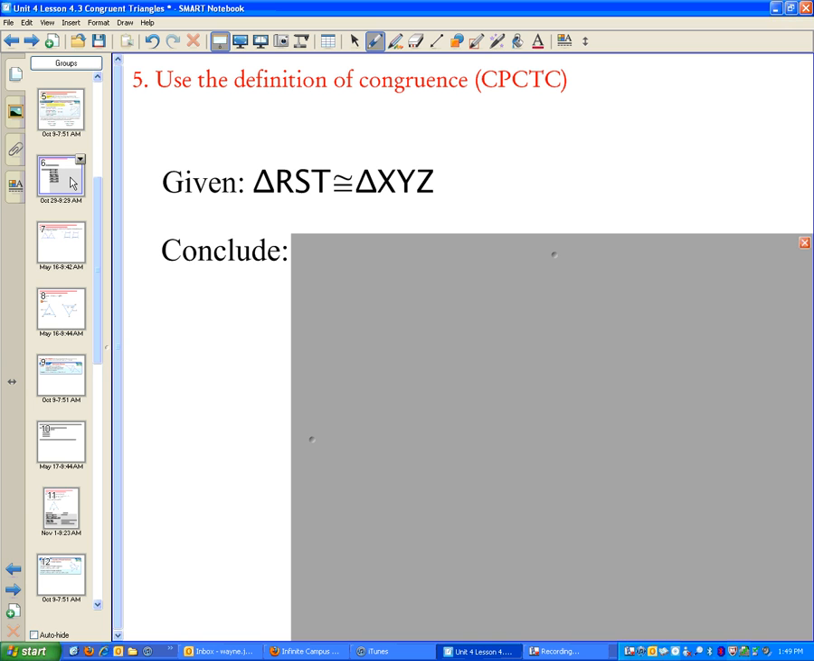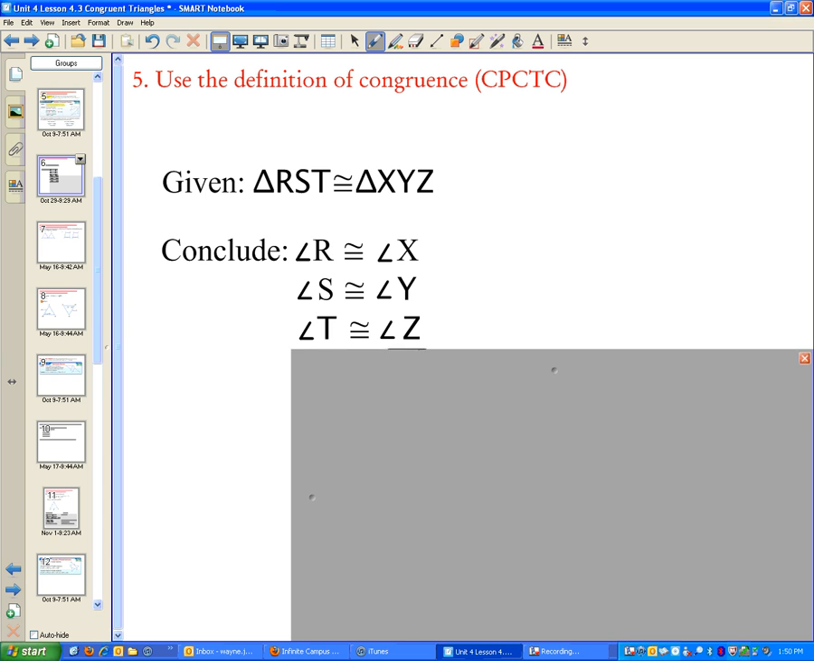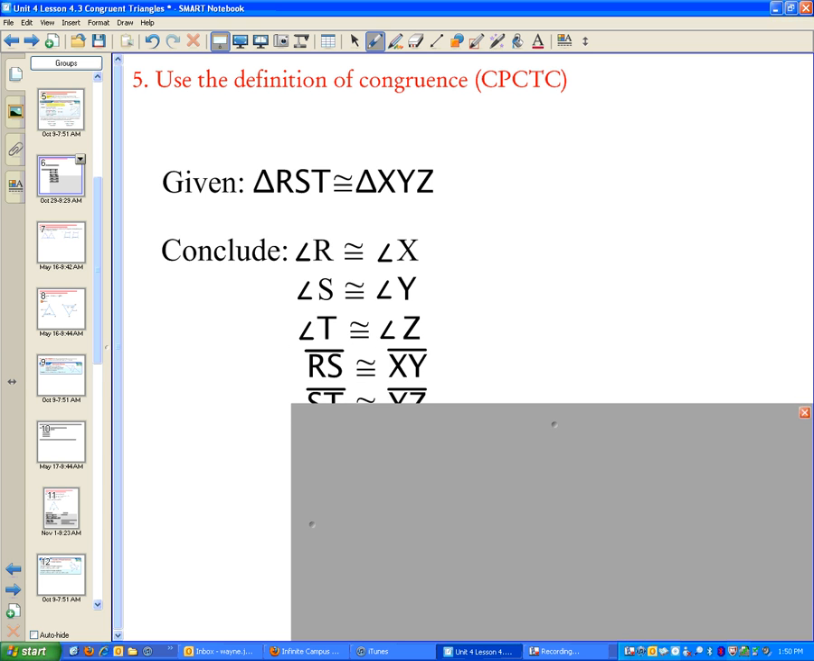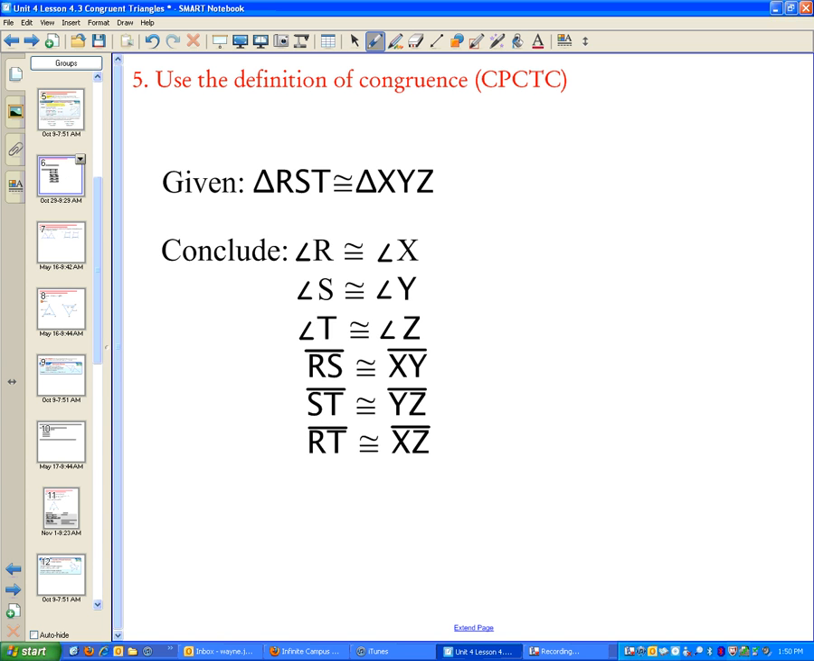Well, one of them, look, what's angle R? Just look at the way it's written. What's angle R congruent to? So that's your number 1. Angle R is congruent to angle X. What's angle S congruent to? And what's angle T congruent to? Piece of cake, right? Needs to be. All right, segments. What's segment RS congruent to? Segment ST, YZ, and segment RT. Piece of cake, right? Needs to be.